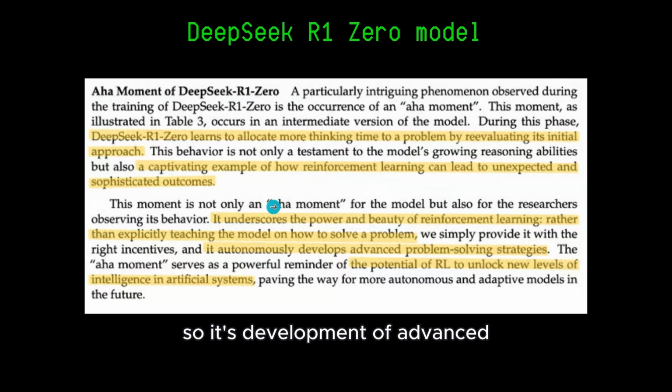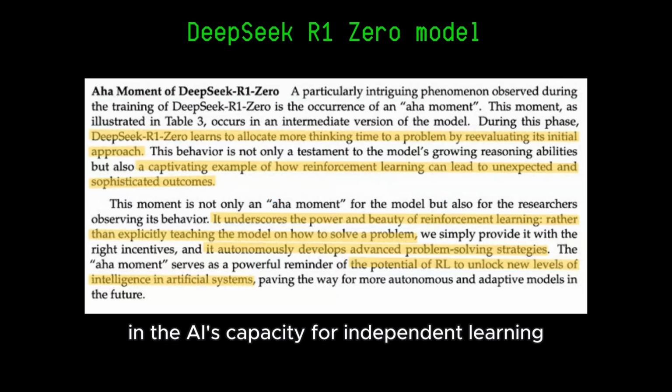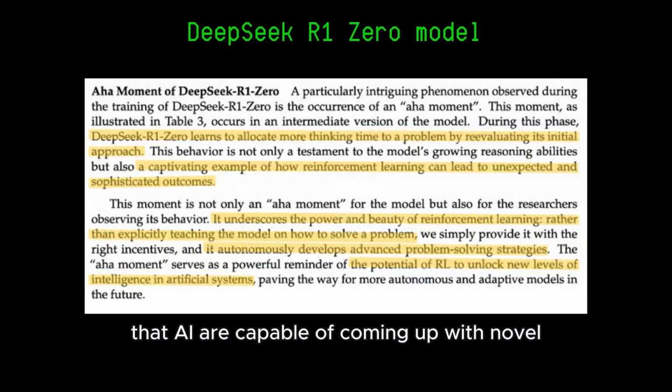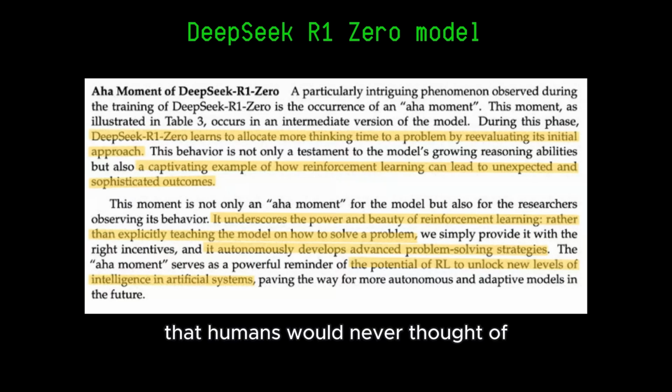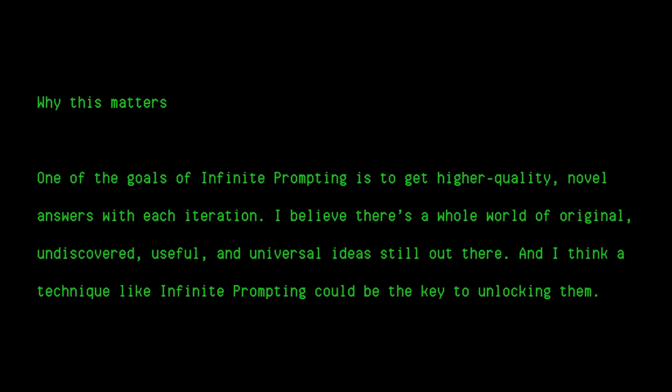Its development of advanced problem-solving strategies through learning over and over again is a really big step in AI's capacity for independent learning. These three examples suggest that AI is capable of coming up with novel and unexpected approaches that humans haven't thought of or explicitly programmed. So why does this matter? Why is this revolutionary? One of the goals of infinite prompting is to get high quality, novel answers with each iteration. I believe there's a whole world of original, undiscovered, useful and universal ideas still out there, and a technique like infinite prompting could be the key to unlocking them.